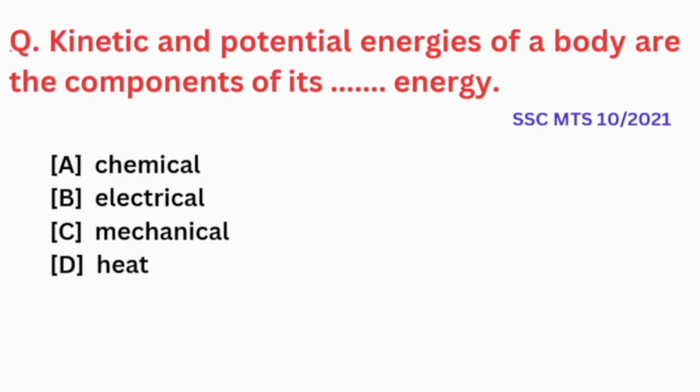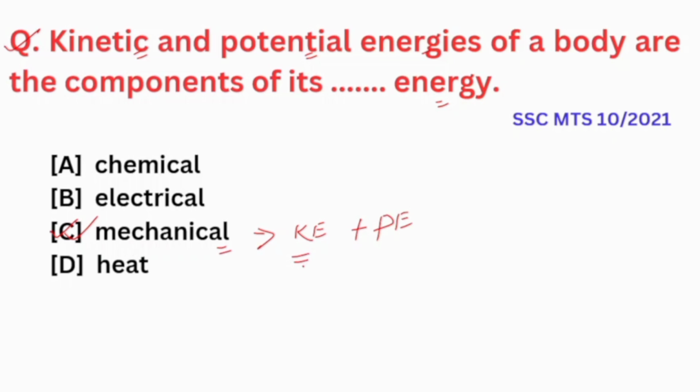Okay. Next is, kinetic and potential energies of a body are the components of its dash energy. The correct answer is mechanical energy. Mechanical energy has two components, kinetic energy and potential energy.